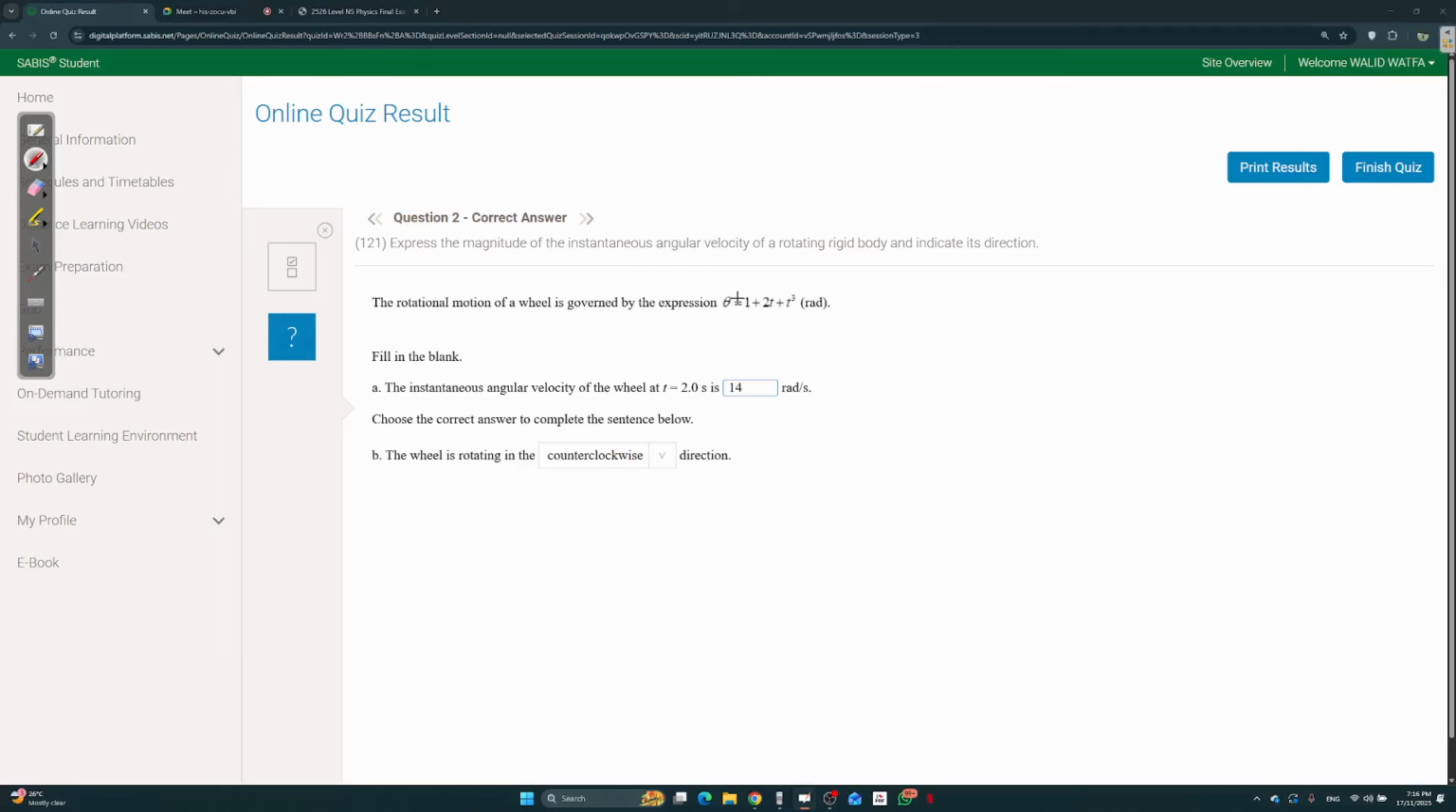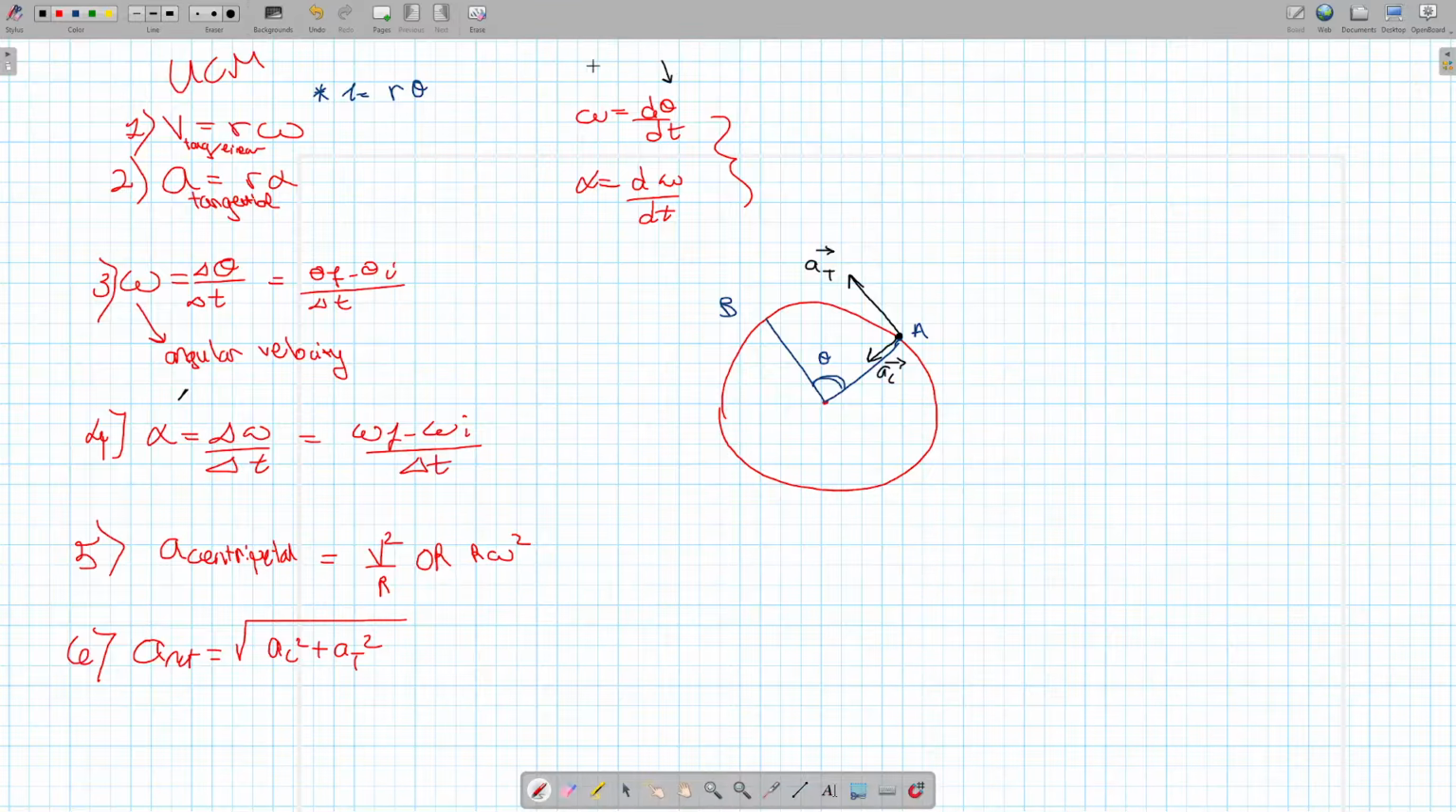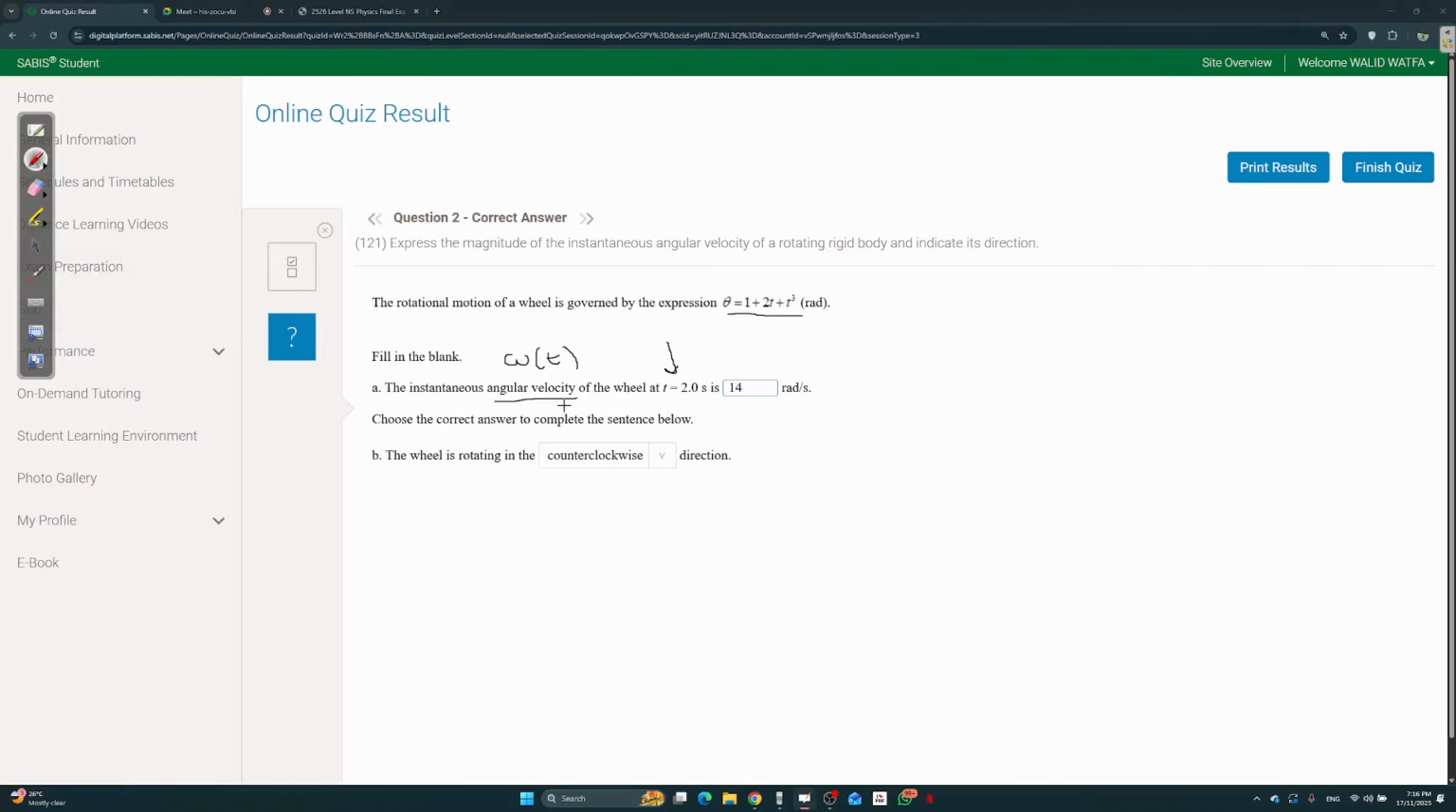Alright, over here, the rotational motion is theta equals 1 plus 2t plus t cubed. What is the instantaneous angular velocity at t equals 2 seconds? So they want you to find omega at a certain time. As I told you, if you have an expression for theta and they want you to find omega, you simply differentiate it, okay? So if you want to find omega, you differentiate theta and you get 2 plus 3t squared. Since they want it at 2 seconds, you substitute 2, it will become 2 plus 3 times 2 squared, which is 14. The unit is radian per second.